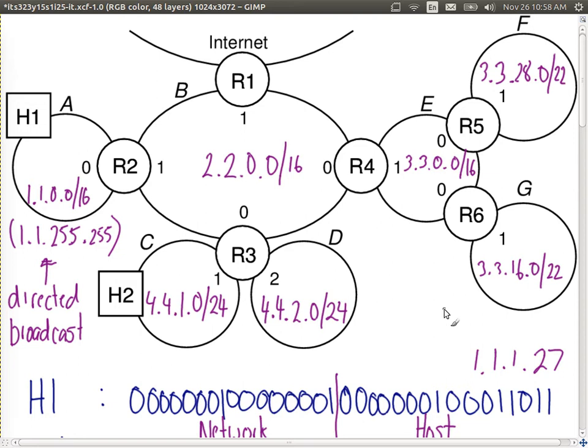So H2, we can choose from 254 possible values. Router 3 interface 1, we can choose from 254 possible values, except they should not overlap. They should not be the same. They should be unique between the devices. We did that for H1 and R2 interface 0.